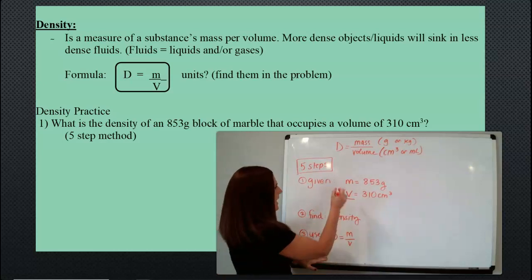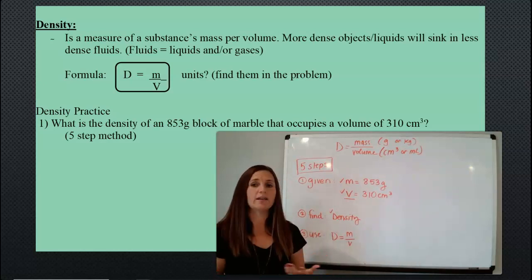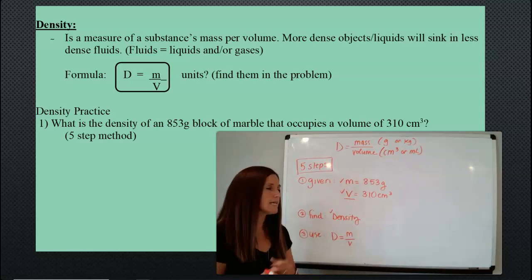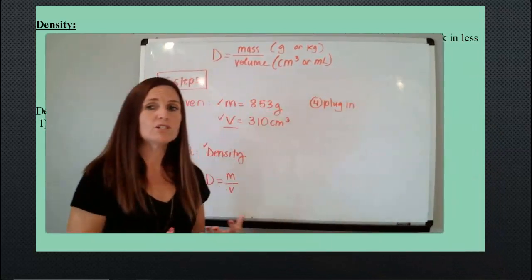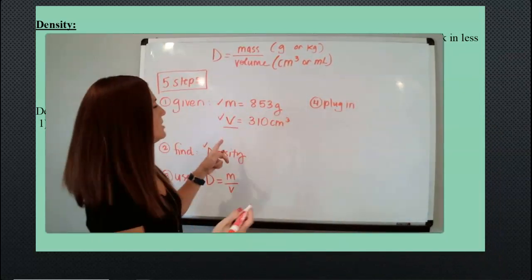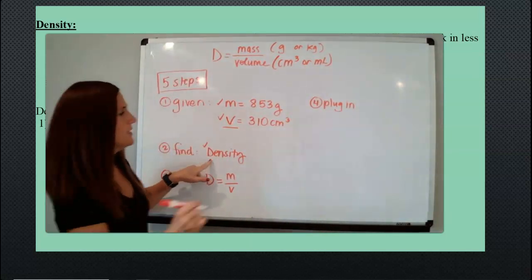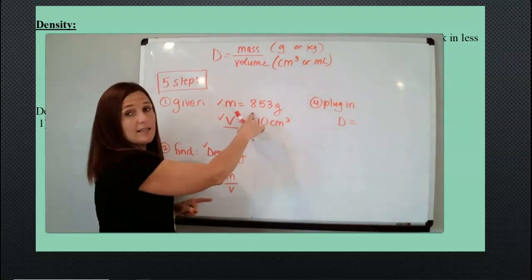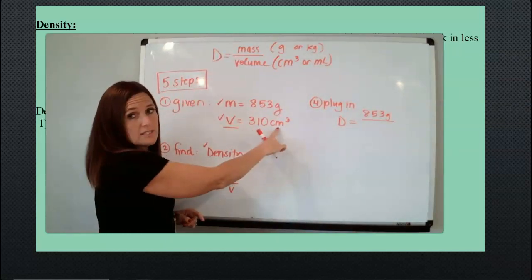I can see that I have mass and volume. I'm trying to find density. Don't need to do any conversions to be ready to plug into this. I'm ready to just plug in. That's step 4. So in step 4, we just simply plug into our equation. So I'm going to say density, D, equals mass, 853 grams, over volume, 310 centimeters.